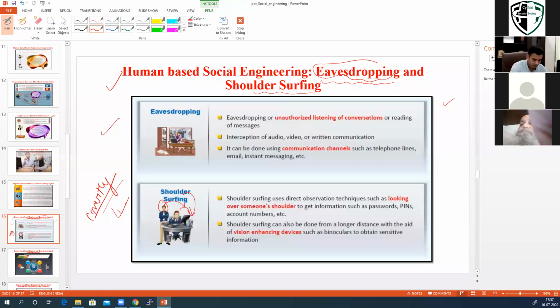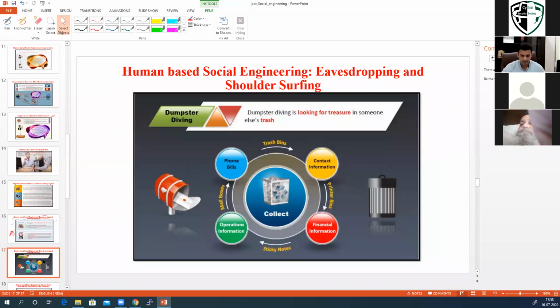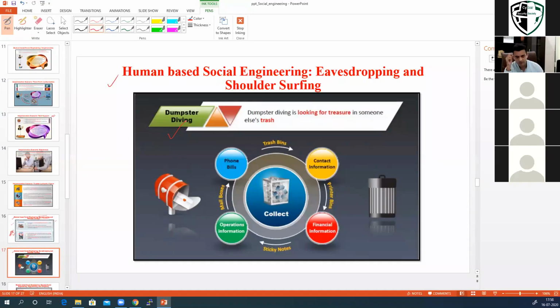Okay, we'll move a slide ahead. You can see what we are talking about, and there is a new term to be discussed which we left: dumpster diving. So what is dumpster diving? I think people might have heard of it in the common news, but let's discuss it. It is a process of looking for treasure in trash. Have you heard about treasure in trash? Trash is there, and there are trash bins as well.